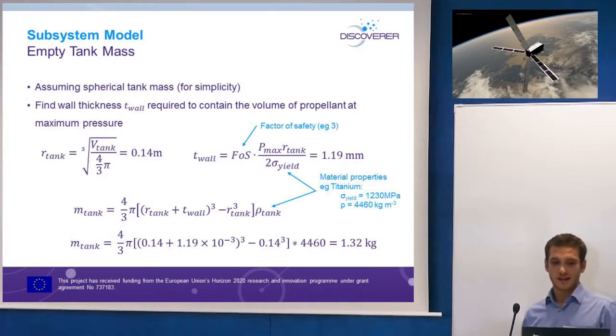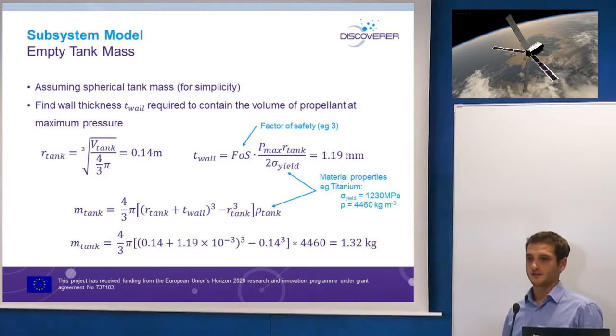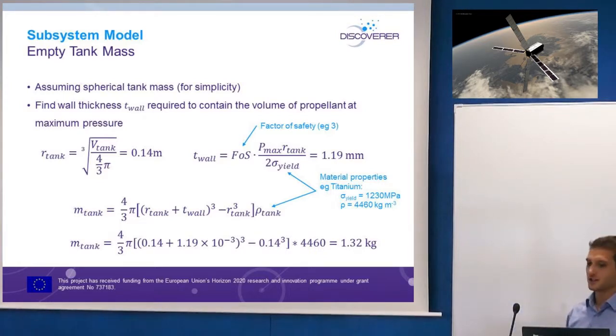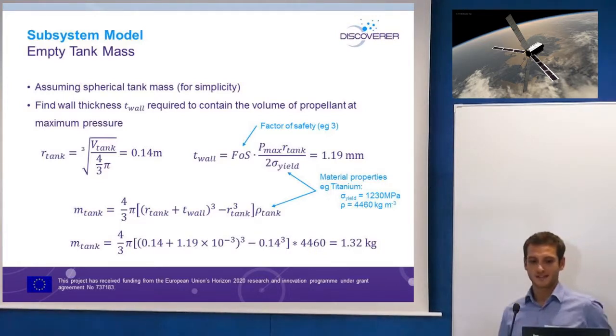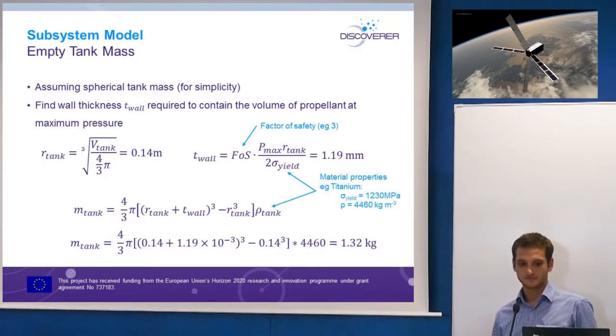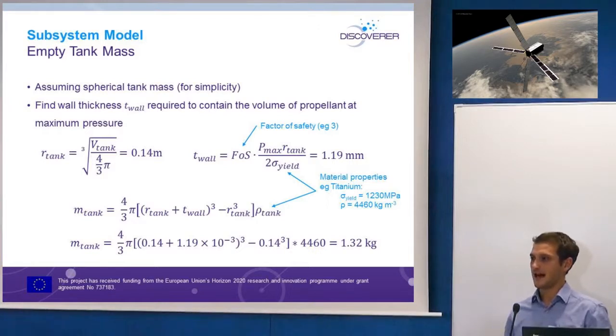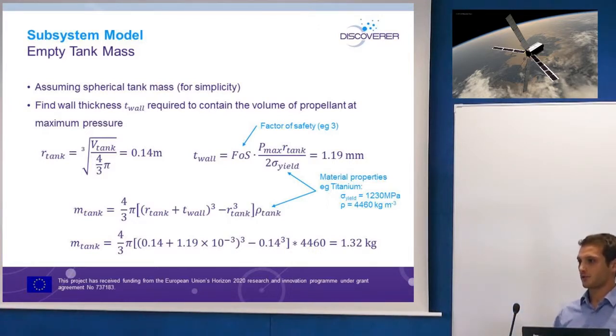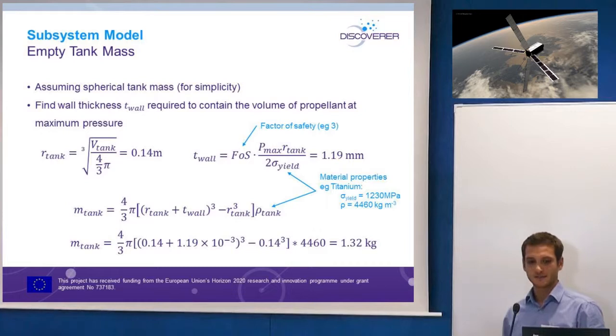Okay? So we have a relationship for the radius of the tank with the volume. We have a relationship for the thickness of the wall of the tank with the pressure and the yield strength of the material that we've chosen. And we can vary that material and see how that changes the strength or the mass of the tank in the end.